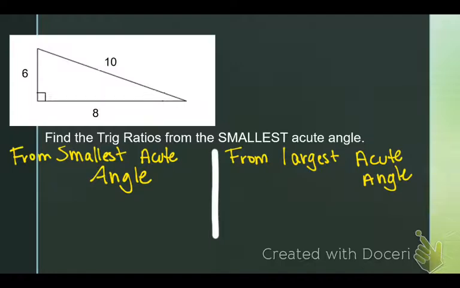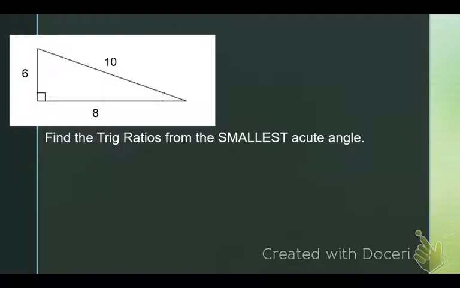Okay. So we're going to do it from the smallest acute angle first. The smallest acute angle will be across from the smallest side. So what is the smallest side in this figure? 6. So what side is across from 6?